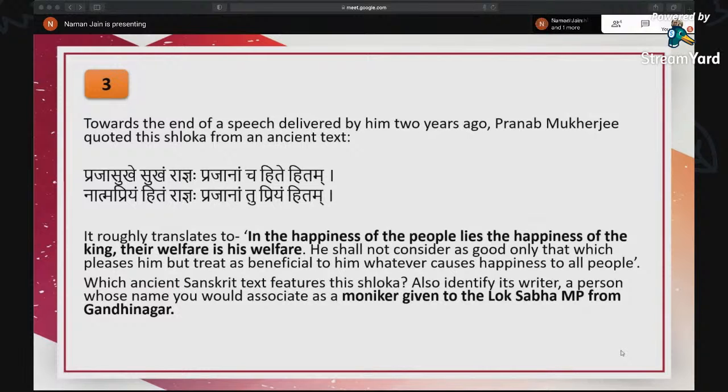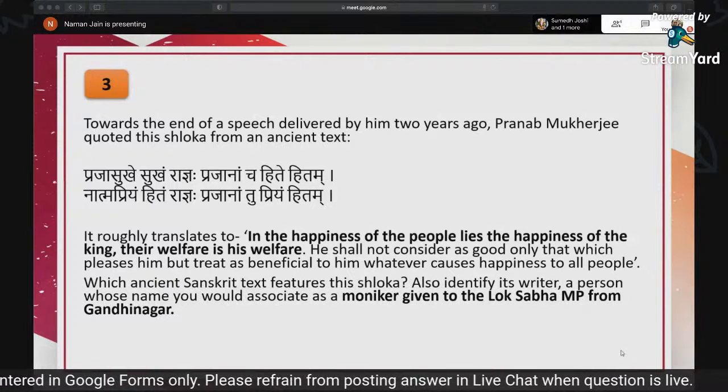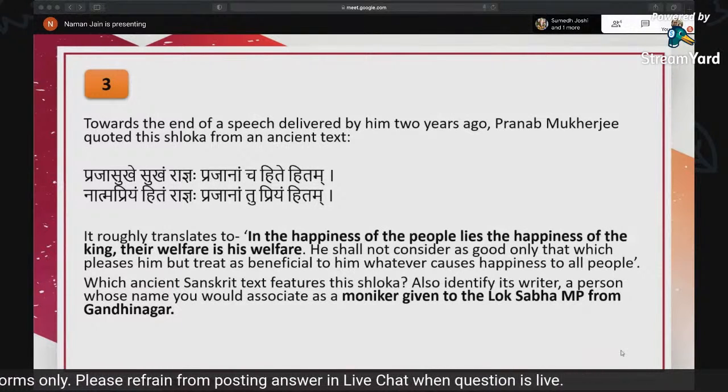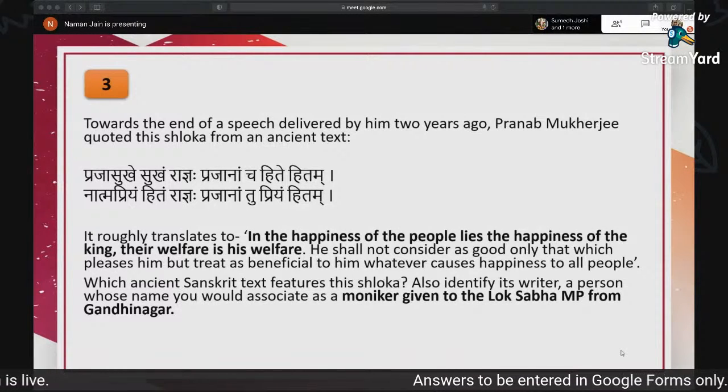Okay. There is only one guy who famously talked about the king and his kingdom in ancient times. So focus on that part, king and his kingdom. Which ancient Sanskrit text features this shloka? Also identify the writer, a person whose name you would associate as a moniker given to the Lok Sabha MP from Gandhinagar. So the ancient person's name is used for many politicians. It has been used for many politicians in modern times and for a lot of people in history.